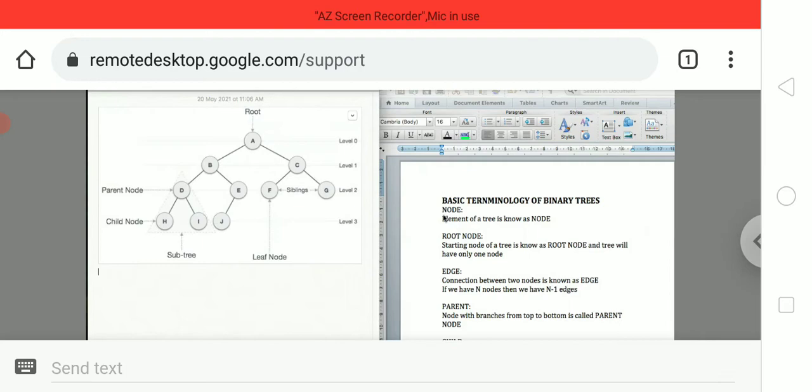So in this example we have 1, 2, 3, 4, 5, 6, 10 nodes. If we have 10 nodes, we have 10 minus 1 edges, that means 9 edges. So n minus 1. We can count here 1, 2, 5, 6, 7, 8, 9. So in this way we can calculate the edges also.